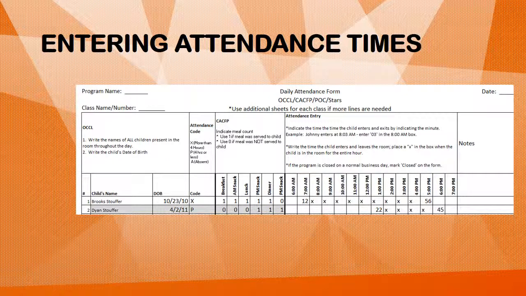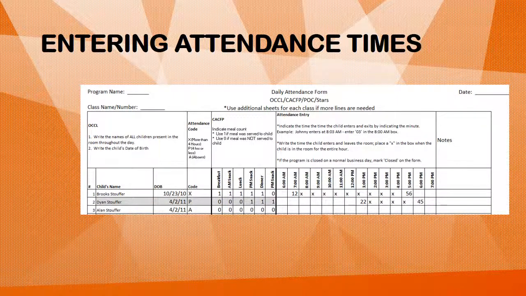Now let's look at Dylan's example. Dylan arrived at his classroom at 1:22 p.m. and therefore 22 was written in the 1 o'clock box. He remained with his class all afternoon, and the teacher indicated this by placing X's in those boxes. He was dismissed from his classroom at 6:45, and therefore 45 was written into the 6 o'clock box. Now let's look at the example of Alan. Alan was absent, therefore his row was left blank.